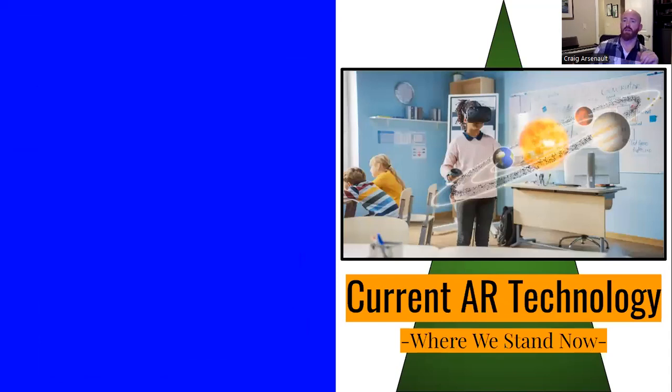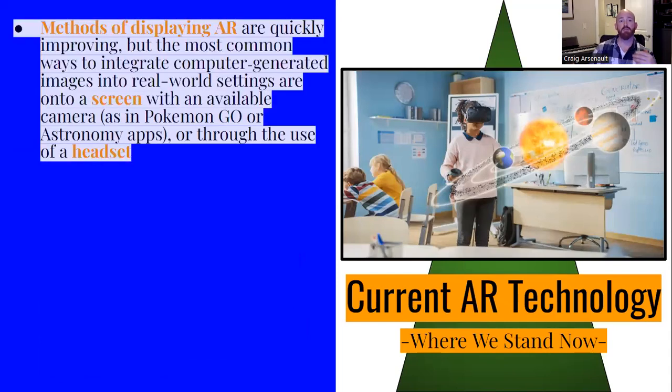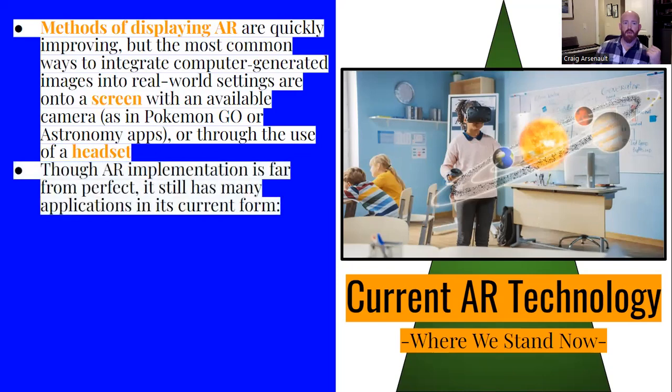So here is an example of our current AR technology. This is where we currently stand with AR. The methods of displaying AR are still improving, but the most common ways to integrate computer-generated images into real-world settings are onto a screen. So just like in Pokemon Go, you're holding your phone, you can see the creatures here, and as you move your screen, there it is. You also have the available headsets that I'm sure we've all seen. This young lady's using one here to visualize something in the universe. Though AR implementation is far from perfect, it does have many applications in its current form.